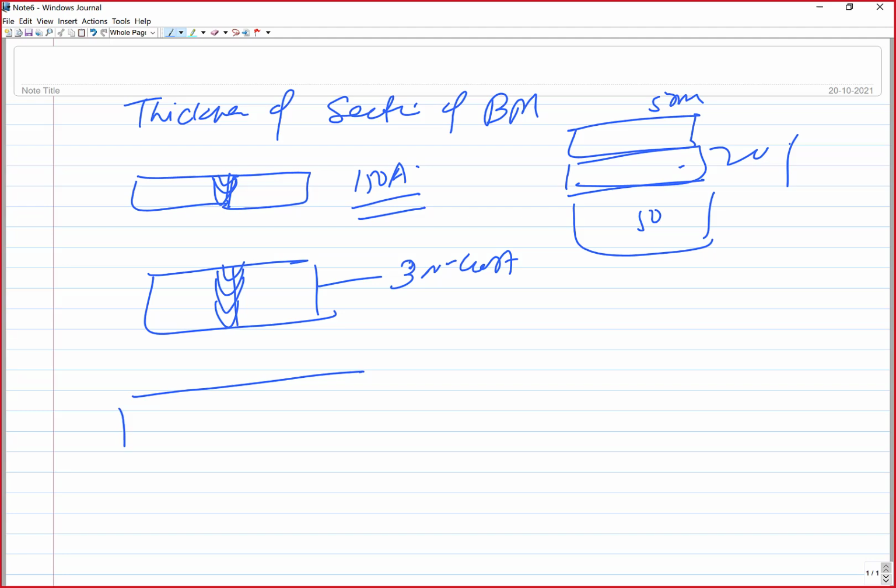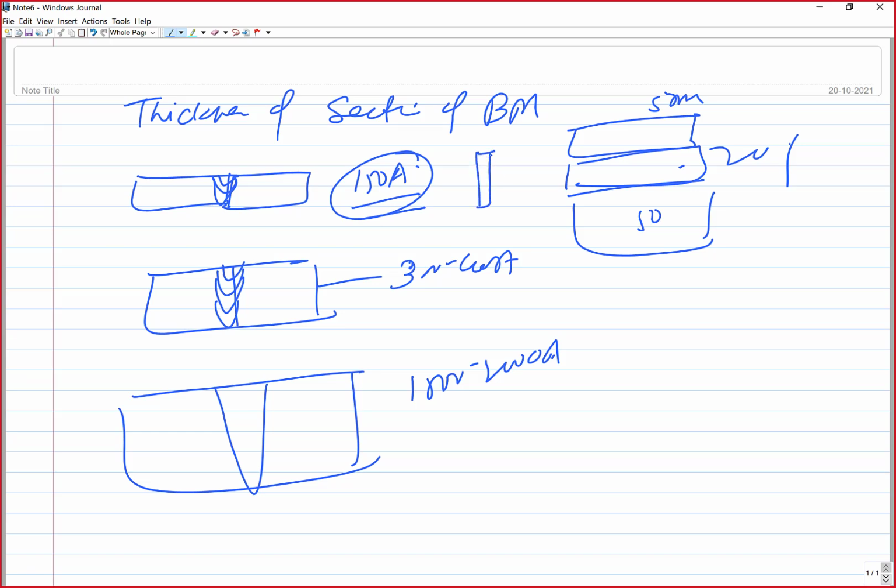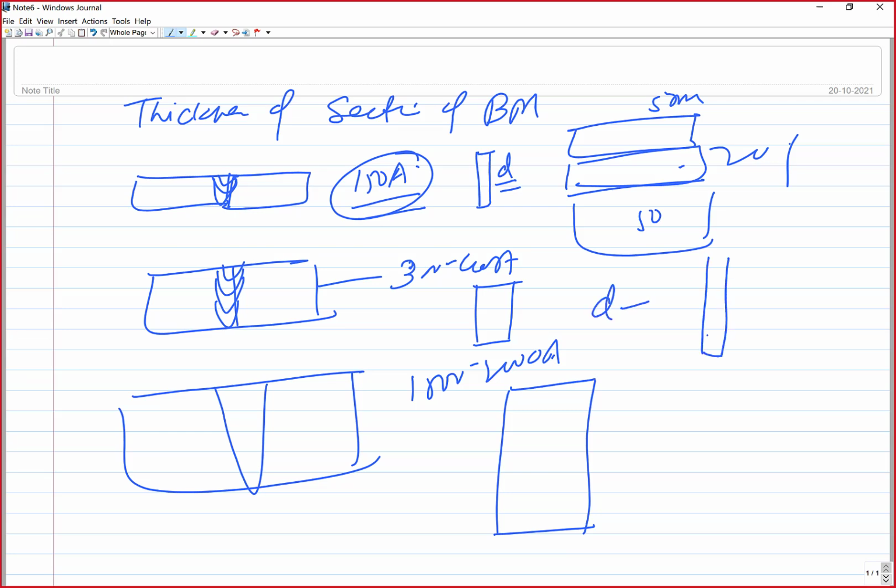If it is 50 mm, then you may have to work with something like 1500 to 2000 ampere. So when the current is low, you can work with small diameter electrodes, D. When the current is more, you need a little larger diameter. When the current is further more, you need a further larger diameter. The diameter of the electrode is identified by the core diameter.